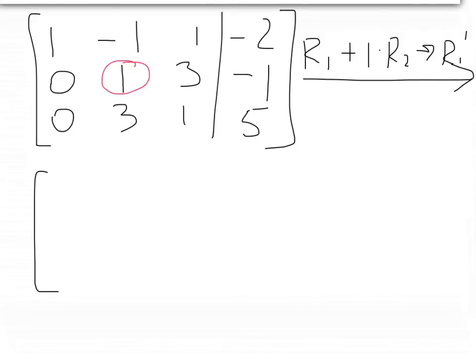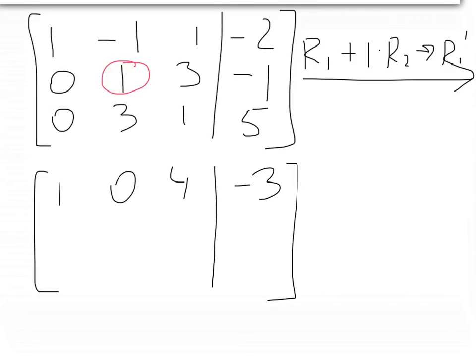Remember your order of operations. In this case, all you're doing is adding what's in row 1 to what's in row 2. So adding these two rows and putting them into row 1. So row 1 is the one that you're modifying. 0 plus 1 becomes 1. 1 plus negative 1 becomes 0. 3 plus 1 becomes 4. And negative 1 and negative 2 becomes negative 3. What happens to row 2? Row 2 stays the same, as does row 3.